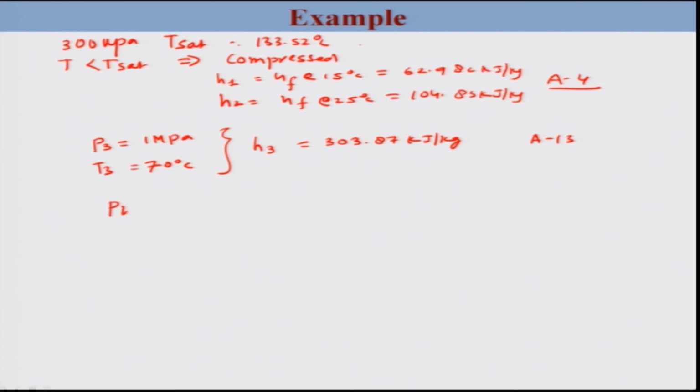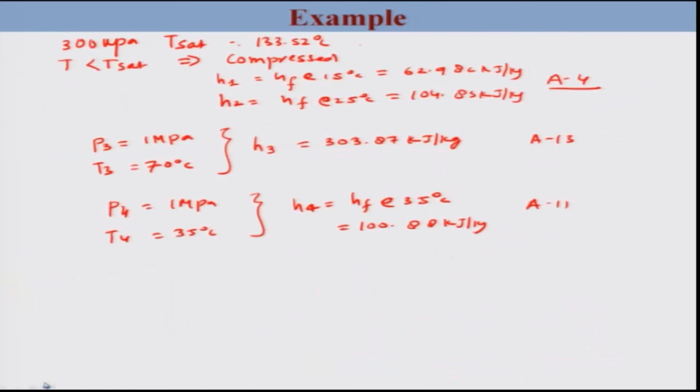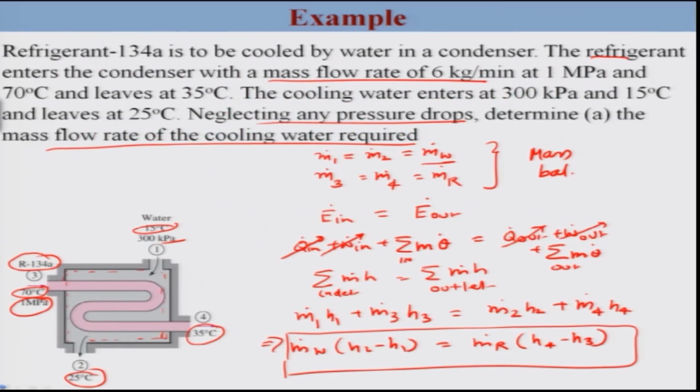Similarly you can find P4, and this will be your compressed liquid case for the refrigerant. So this is your compressed liquid and this is your h4. Now you plug these values into this equation and you will obtain mw. So that was the question which we wanted to solve.